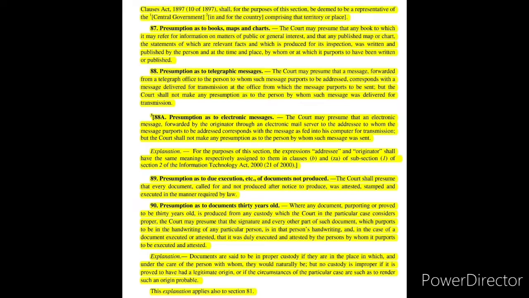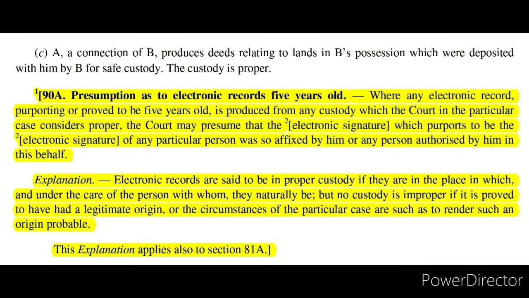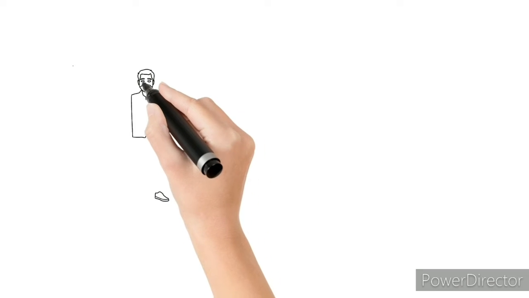The explanation says documents are said to be in proper custody if they are in the place in which, or under the care of the person with whom, they would naturally be. But no custody is improper if it is proved to have had a legitimate origin, or if the circumstances of the particular case are such as to render such origin probable. This explanation also applies to section 81. The same will be thought for a document that is an electronic record under section 90A if it is five years old. So that's all in this video.